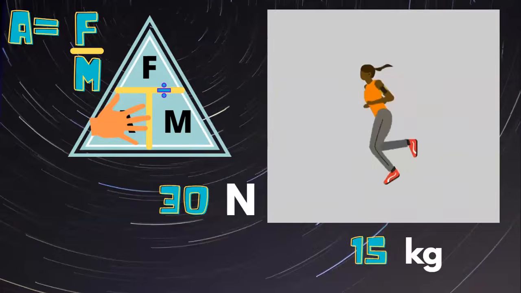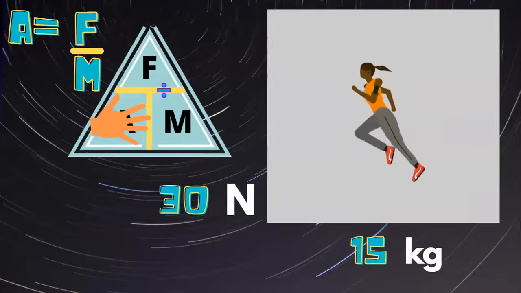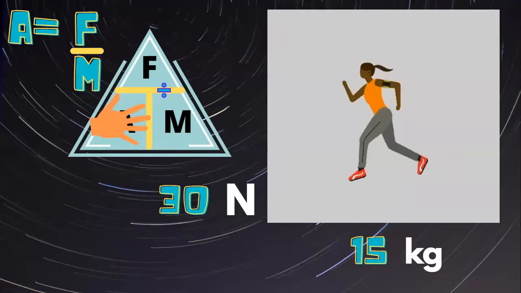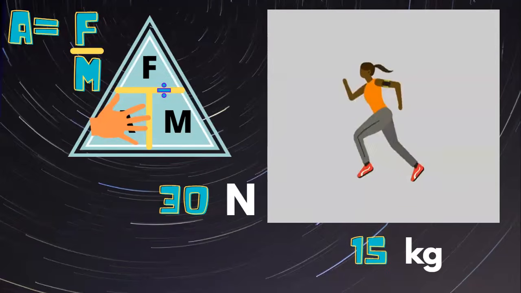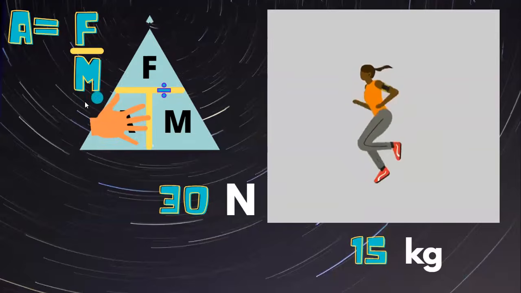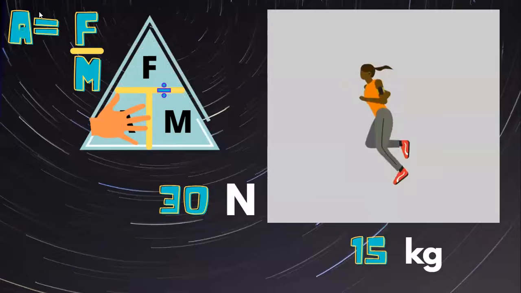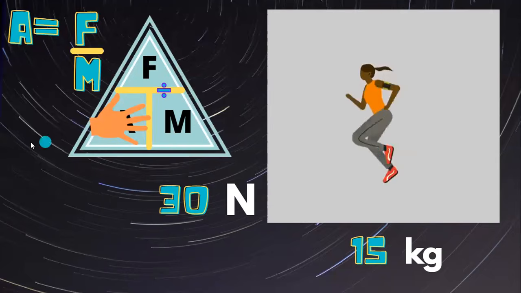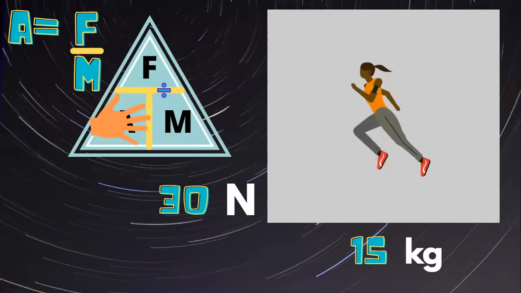Okay, now we have a person running. Running is great. There she goes. And she is exerting 30 newtons of force and her mass is 15 kilograms. All right, so we know our force, we know our mass. What we don't know is our acceleration. So we're going to write A equals, because we don't know what it is, force divided by mass. And the next step is to what? That's right, plug in those numbers.